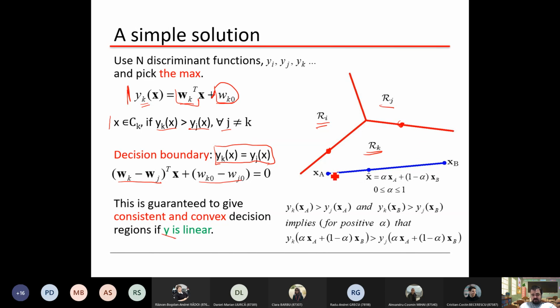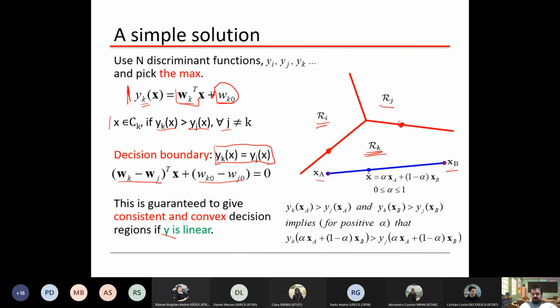Well, suppose that we have the points xa and xb, like in the figure, that are placed in region Rk. This means that for both xa and xb, we have yk of xa greater than any yj of xa. So the evaluation for class Ck for point xa is greater than the evaluation for any other class. And the same is happening for xb.